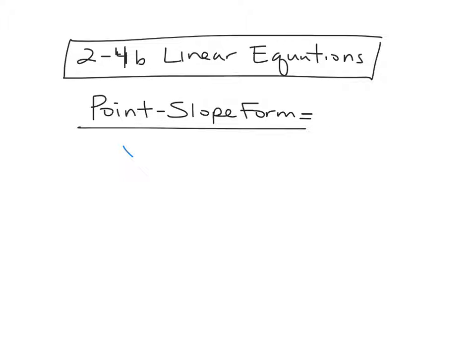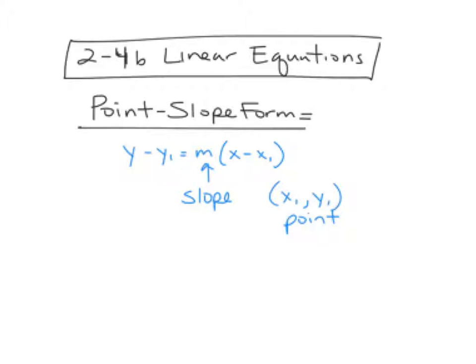Okay, so point slope form looks like this. It's y minus y1 equals m times x minus x1, okay? So what is m? That's your slope. Then you have a point, x1, y1. That's going to be your point in the problem. So it is point slope form. You have a point, you have a slope.